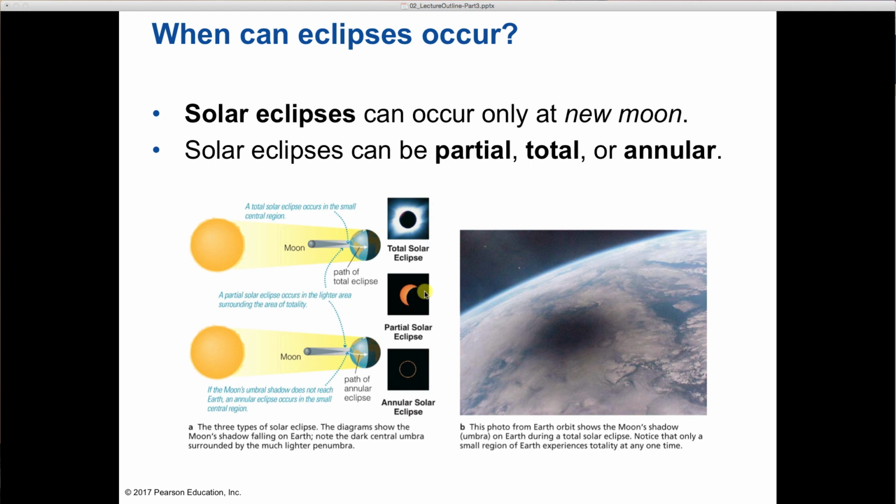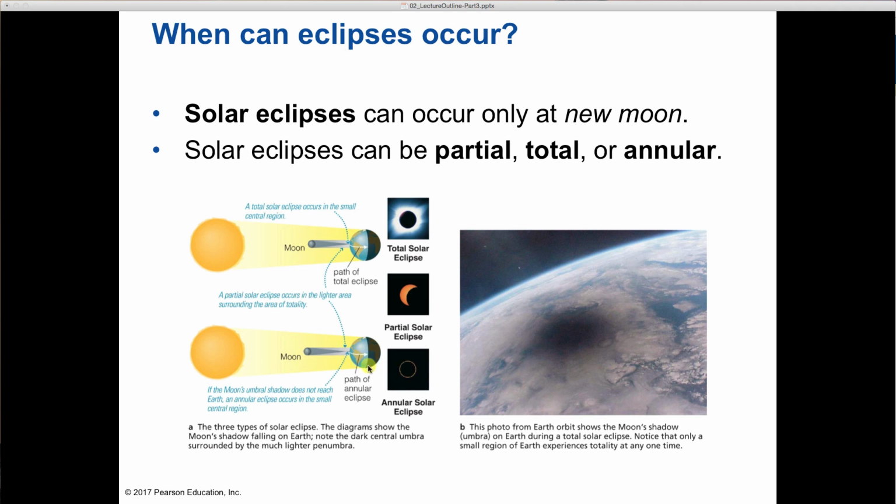Partial solar eclipses are somewhat common. Total solar eclipses are very hard to find. You have to be in the right place. You have to be in the path of totality, right? And that shadow has to travel over your location. These annular eclipses are also difficult. They're also rare. You also have to be in the path.